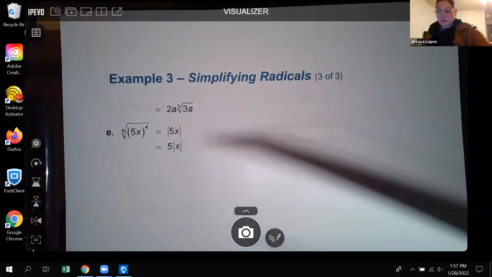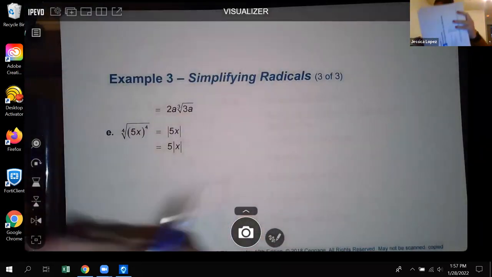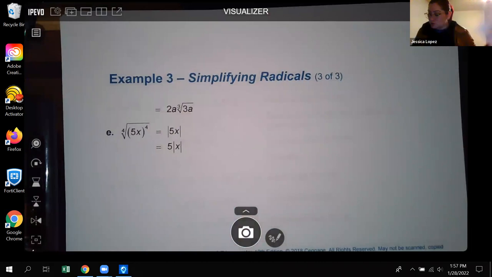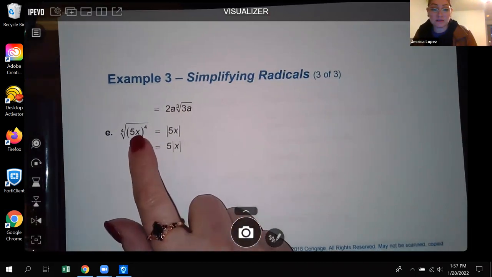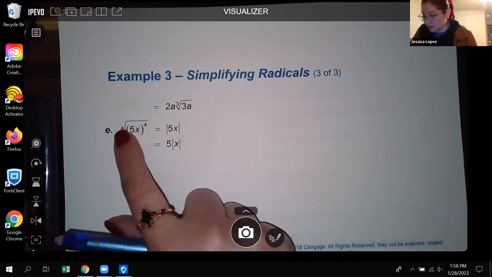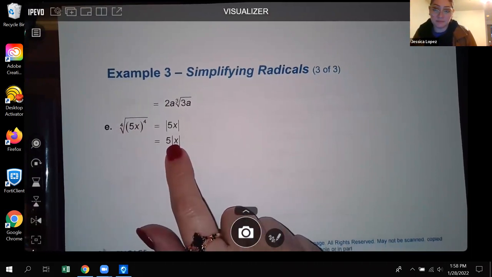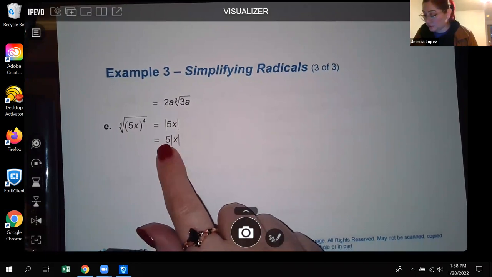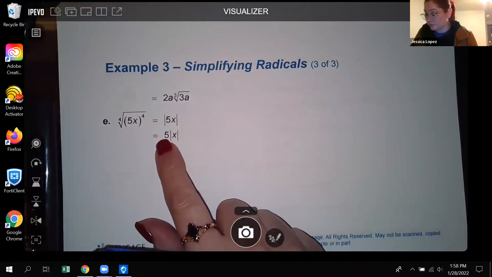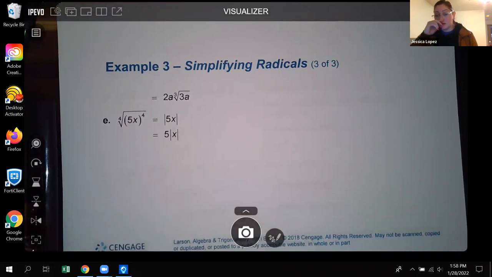And then the last one in this section is basically because you don't know whether x is positive or not, and you have even and even, you do have to have the absolute value bars around that variable, okay? You don't need them around the 5 because the 5 is positive, okay? But you need them around the variable because you don't know what x is and you don't know if it's positive or not.